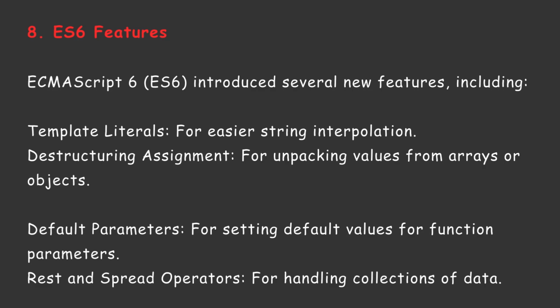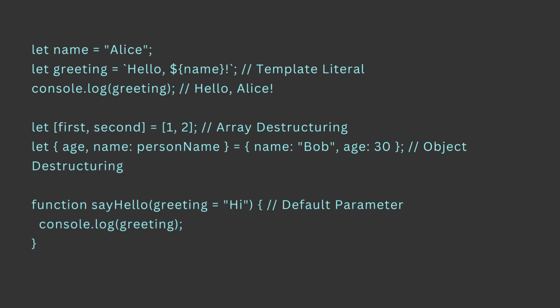Ninth one is ES6 features, which is most important. ECMAScript 6, ES6, introduced several new features, including template literals for easier string interpolation, destructuring assignment for unpacking values from arrays or objects, default parameters for setting default values for function parameters, and rest and spread operators for handling collections of data. This JavaScript code showcases modern language features.